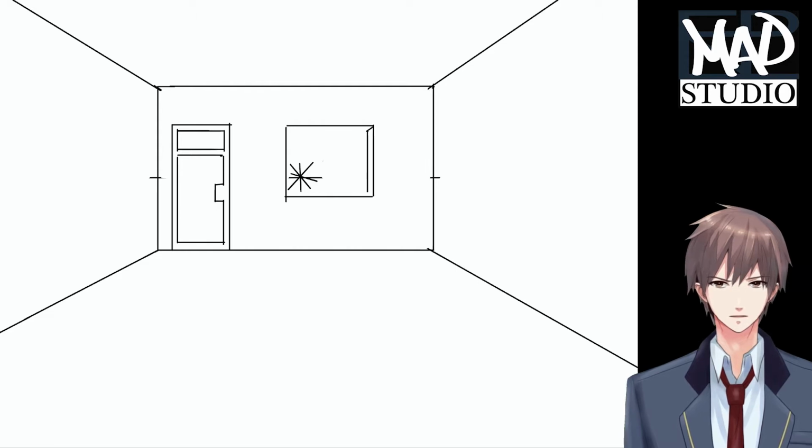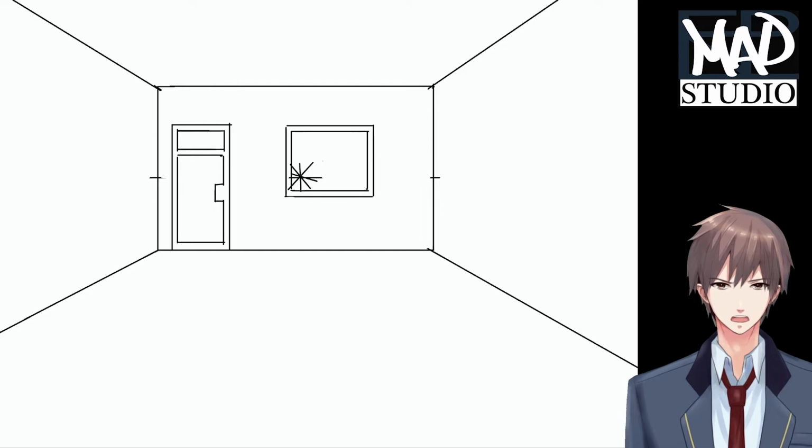To get the middle frame of your window, you will do the X technique again, where you draw it inside your shape, connecting the opposite corners across each other, like this.